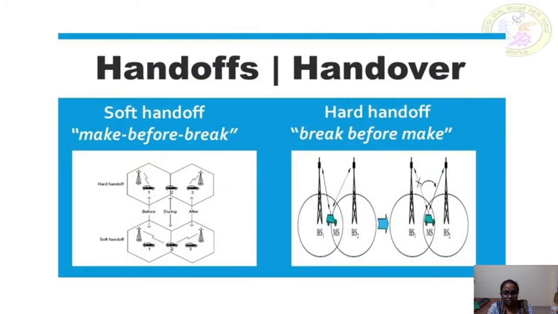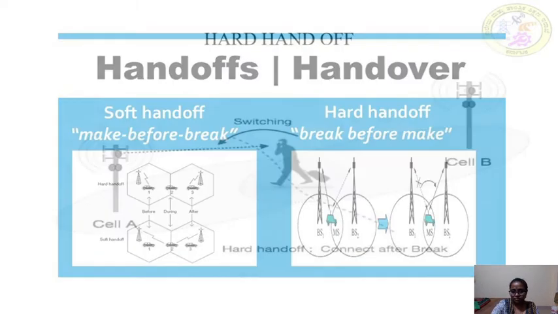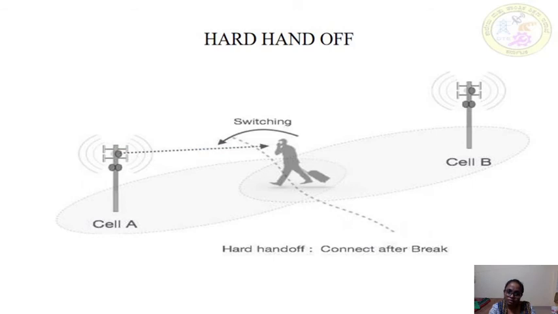You can observe the difference between a hard and a soft handoff. Soft handoff is called make before break, and a hard handoff is called break before make. You can observe if a person is moving from cell B to cell A, when he crosses the boundary, he loses the signal from cell B. Then he catches the signal in cell A.